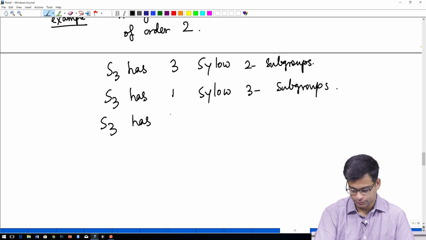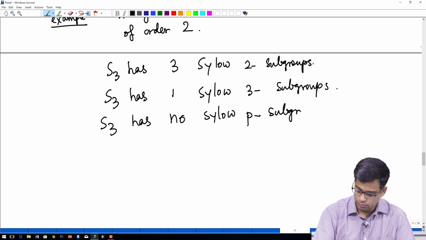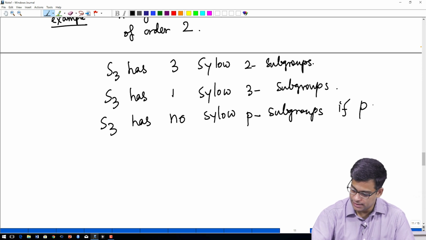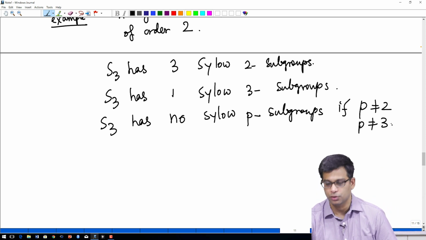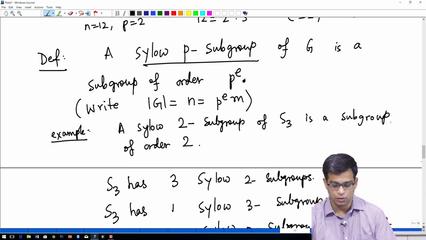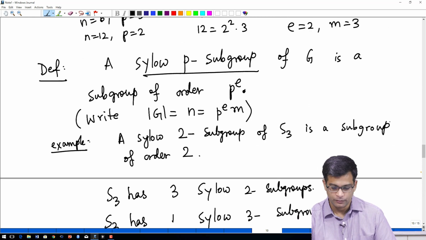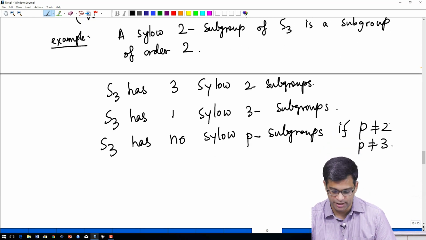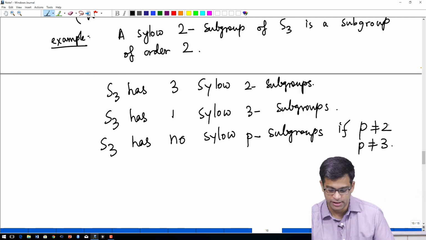And S3 has no Sylow p subgroups if p is not equal to 2 and p is not equal to 3, because then that prime does not divide the order of S3, which is 6. So p^e will be p power 0, so there is no subgroup of that order. So we only consider this. This is a convention: we only look at Sylow p subgroups if p divides the order of the group. In other words, in my notation small e is positive.